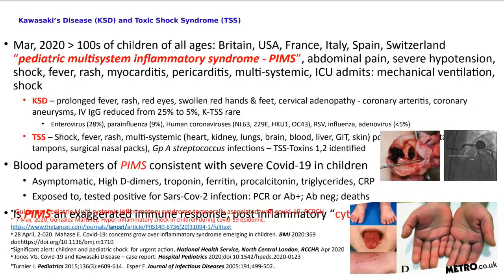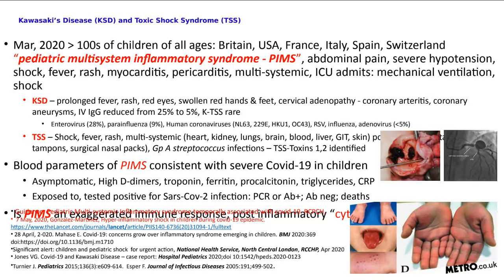Toxic shock syndrome is a situation where the patients will present with shock and fever and rash with a multisystem involvement. The multiple systems that may be involved are the heart, the kidney, the lungs, the brain, the blood, liver, gastrointestinal tract, and skin. In the past, this was related to Staphylococcus aureus and group A strep infections, more related to tampons in the ladies or surgical nasal packs in the ENT surgical literature. And then they would identify toxic shock syndrome toxin 1 and toxic shock syndrome toxin 2. Nowadays, it is being linked to COVID-19 in children.